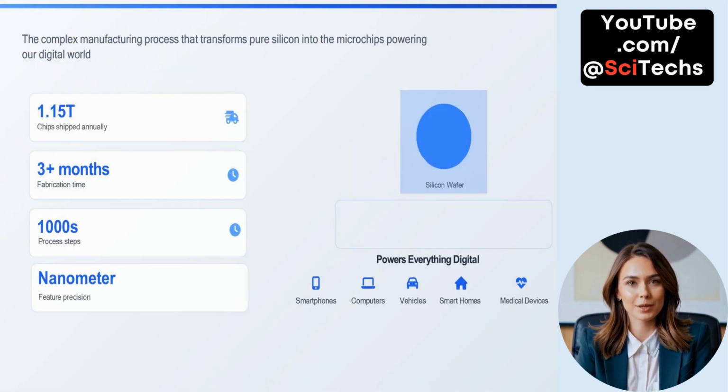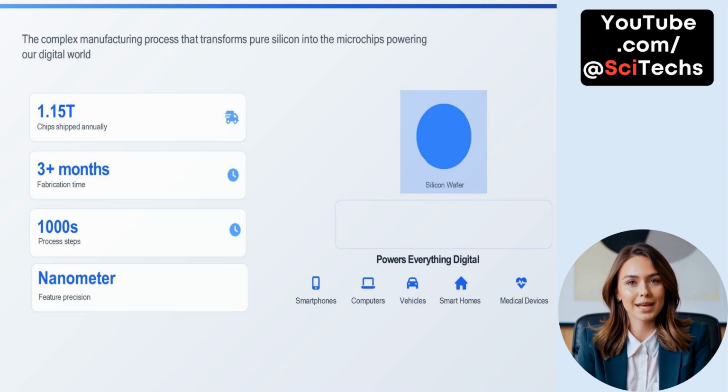Scale and impact of wafer fabrication. Wafer fabrication is not only incredibly complex, but also occurs at an enormous global scale. Each year, over 1.15 trillion chips are shipped worldwide. These chips are the foundational components behind virtually every digital device. Despite their tiny size, each chip requires more than 3 months of manufacturing time. This lengthy process involves thousands of tightly coordinated steps, from initial silicon wafer preparation to final inspection and packaging.